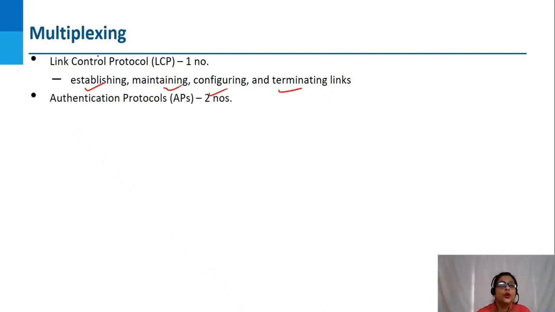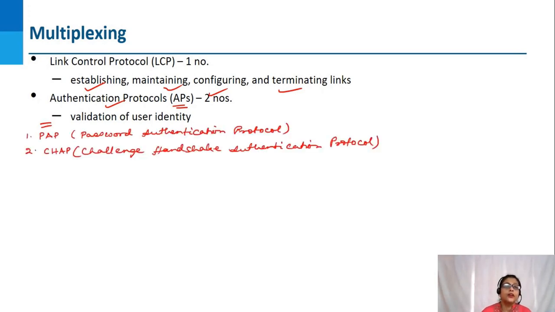It can use two authentication protocols, also called APs, and authentication protocols are used to validate the user identity. Now there are two types of authentication protocols. One is called the PAP, the Password Authentication Protocol, and the second one is the CHAP, the Challenge Handshake Authentication Protocol.